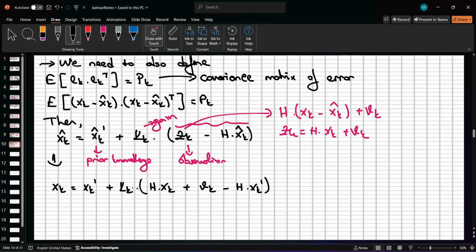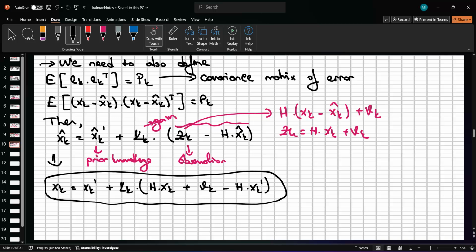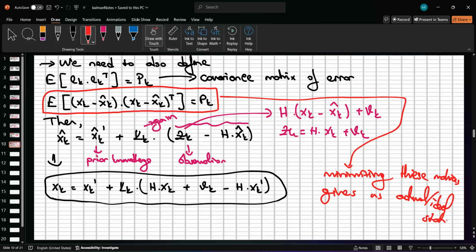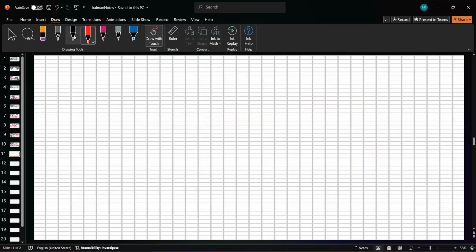So for the error function, this is the definition in here, just like this one. And so the error function can be defined with this one. And so if we minimize this equation, minimizing this matrix gives us the actual or the ideal state, which is required for our algorithms. And then, how can we do that? For the error function, we have E of xk minus xk hat times xk minus xk hat transpose, which is equal to the pk.